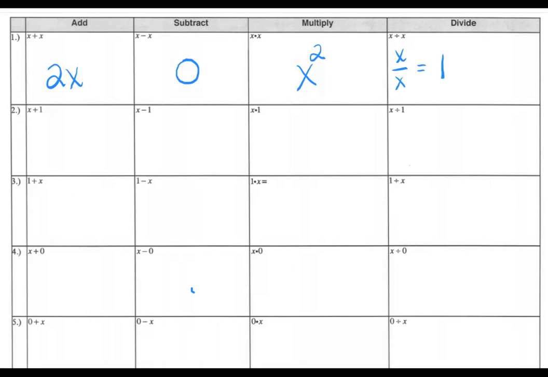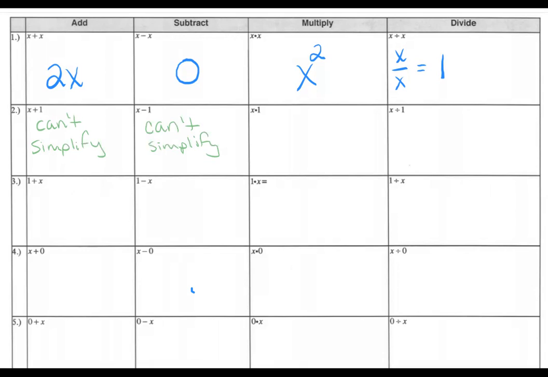Okay, moving on to the next row. We're trying to simplify using 1. So x plus 1, those are not like terms. You cannot put those together. So I'm just going to say you can't simplify for that one. Likewise for the subtraction column, can't do anything there. They are not like terms. And there's not a special rule or special case dealing with 1 for addition or subtraction.